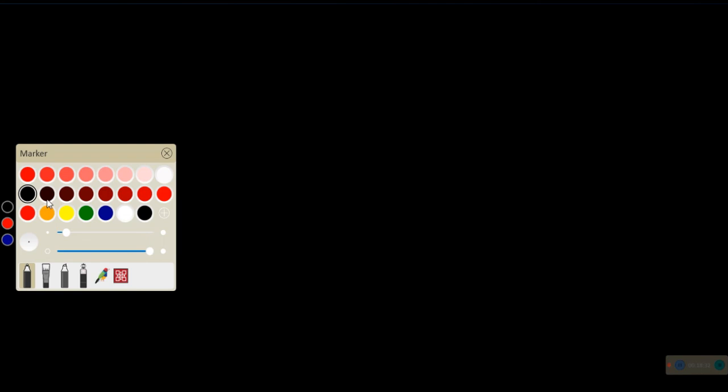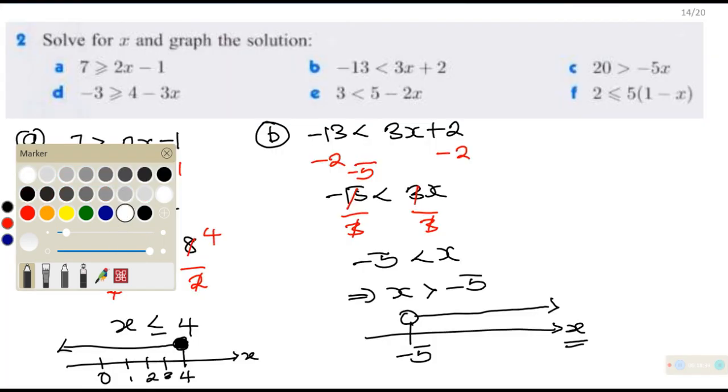So we are taking C, which says 20 is greater than minus 5x.